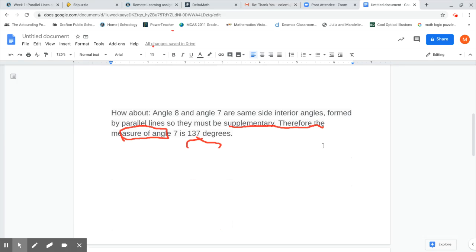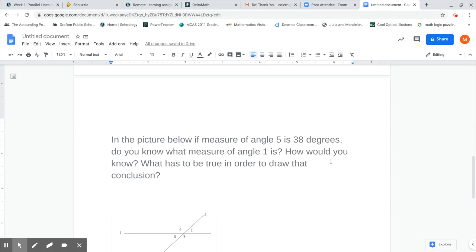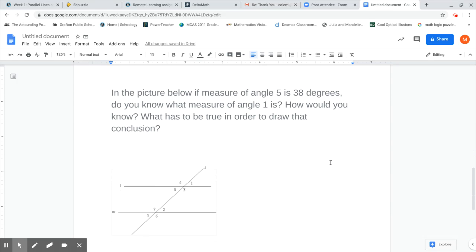Next question. In the picture below, if the measure of angle 5 is 38 degrees, do you know what the measure of angle 1 is? So if the measure of angle 5 is 38 degrees, do you know the measure of angle 1? This is a really simple question. The answer is no. And almost nobody put this.